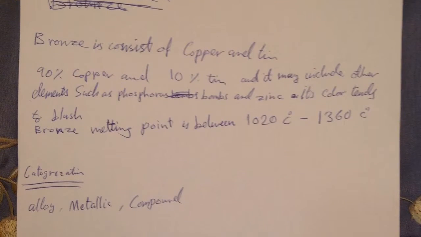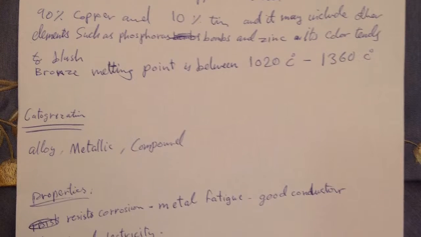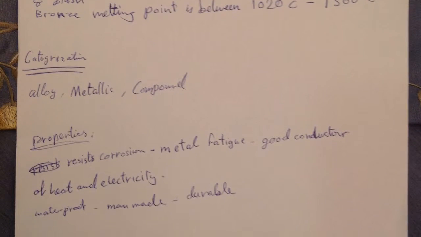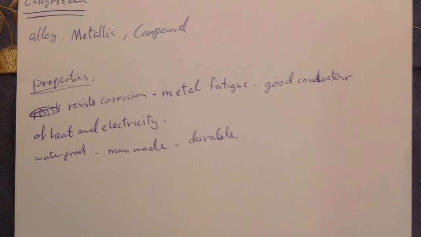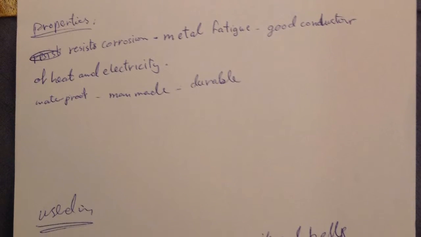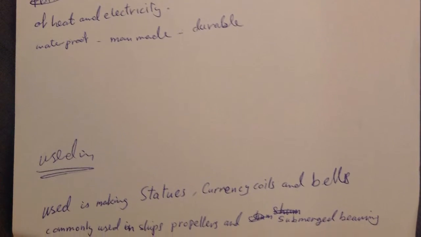My last element is bronze. Bronze consists of copper and tin. It's 90% copper and 10% tin, and it may include some other elements such as phosphorus and zinc. Its color tends to be brownish. Bronze's melting point is between around 1020 and 1360 degrees Celsius.